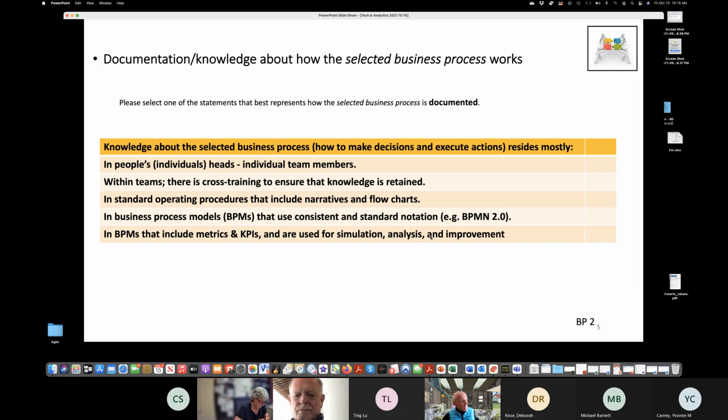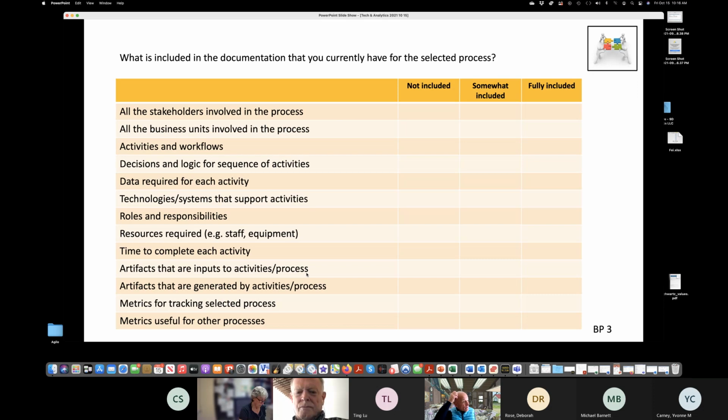So this question is actually a lead-in to the follow-up question, which is a lot more specific. In the follow-up question, we'll ask, do you know who the stakeholders are? Does the documentation you have tell you who the stakeholders involved are? Does it tell you which business units are involved? What the activities and workflows are? What the decisions and logic for the sequence of activities are?